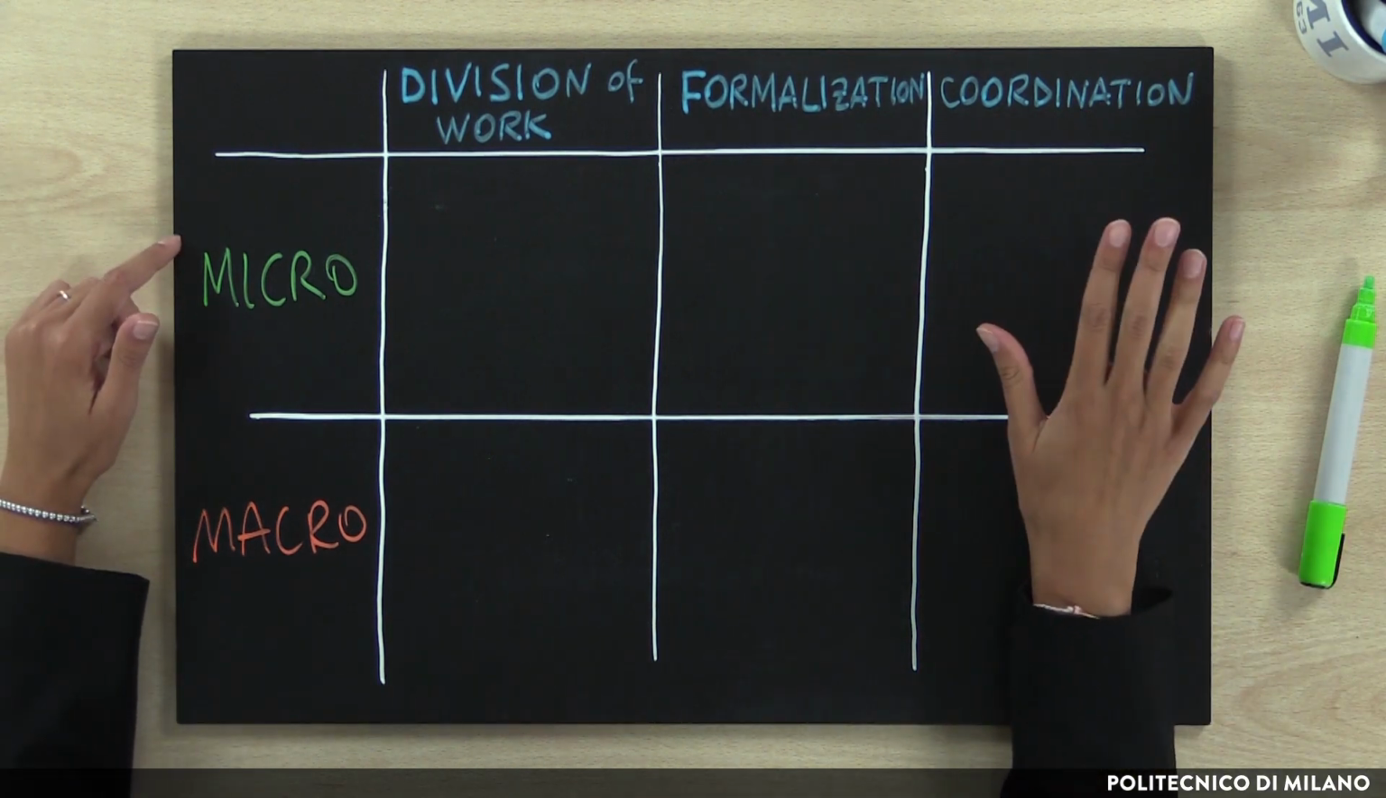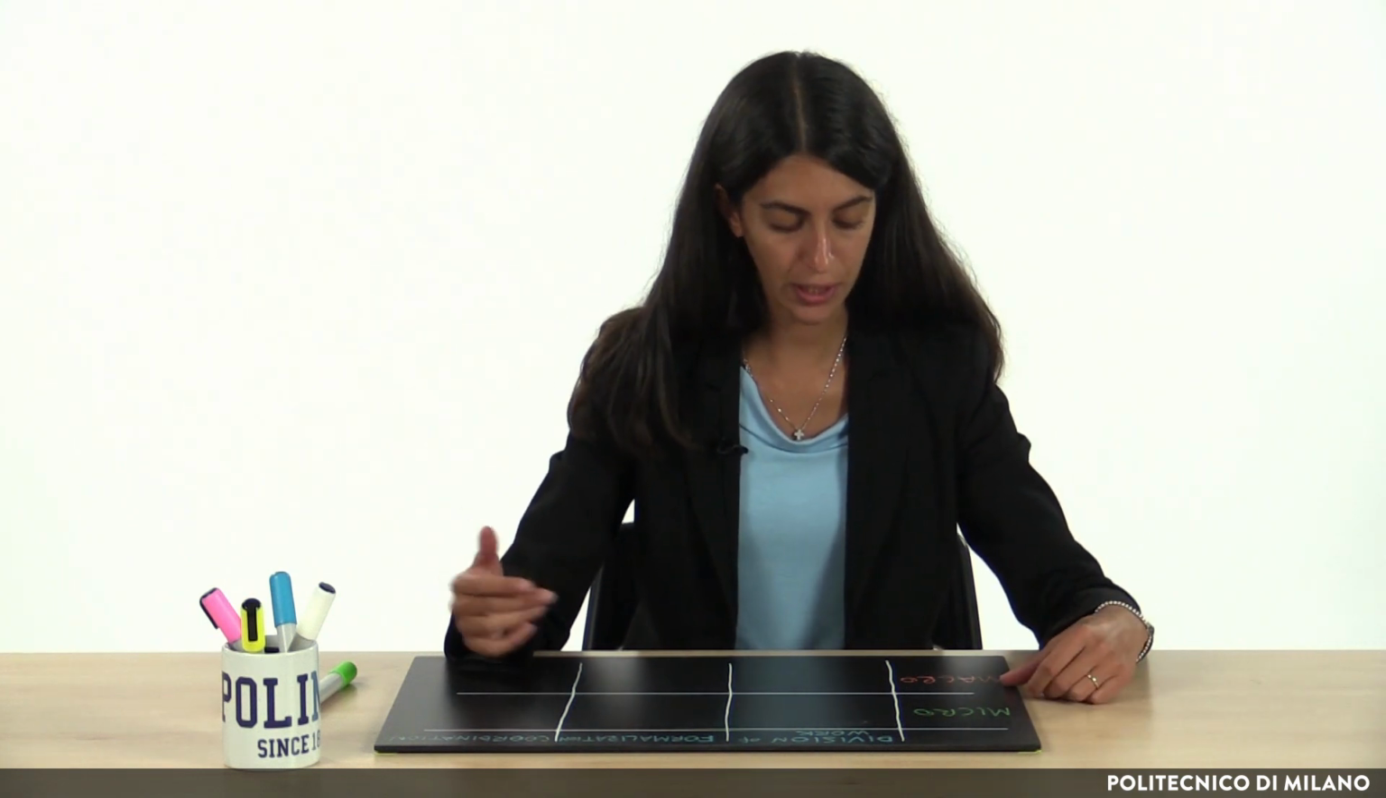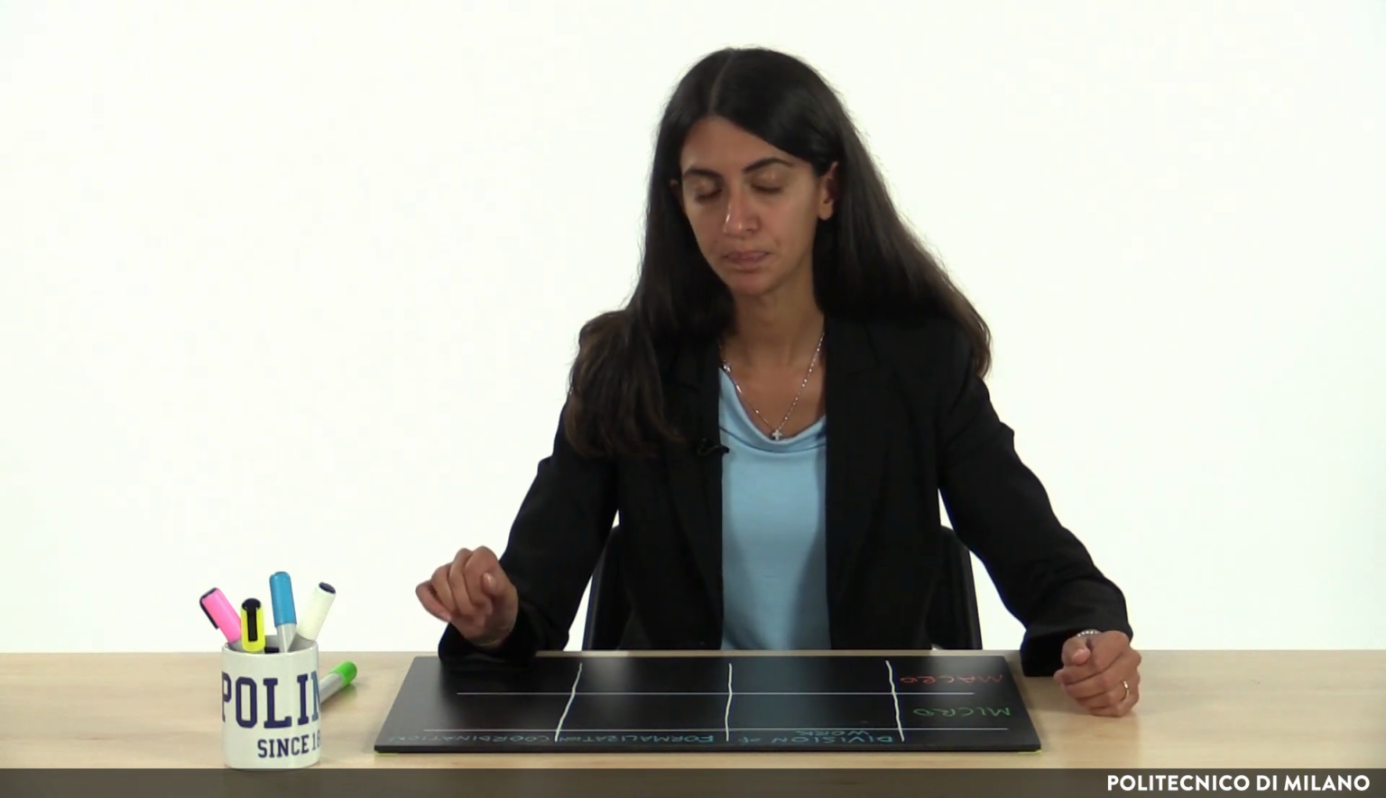Microstructure is the set of choices related to the individual positions within the company and their coordination. Macrostructure is instead the set of choices related to the grouping of the individual positions in organizational units, with the definition of the size of these organizational units, the hierarchical levels, and the coordination among different units.